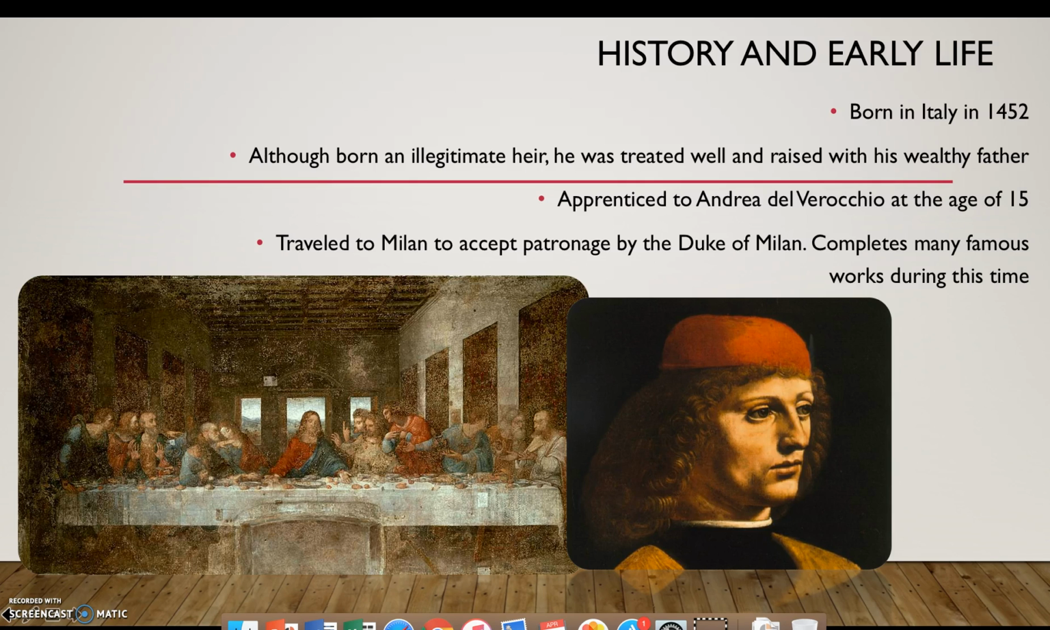Leonardo da Vinci was born in Anchiano, Italy on April 15th, 1452. His parents were unmarried, but his father was wealthy and raised his illegitimate son as he did his legitimate heirs.